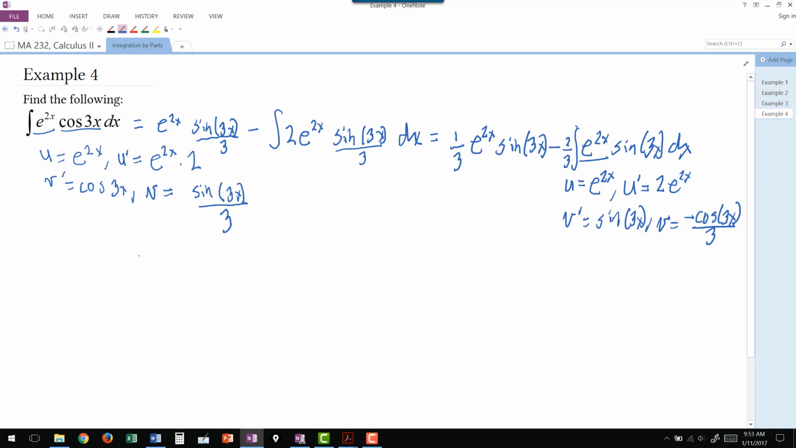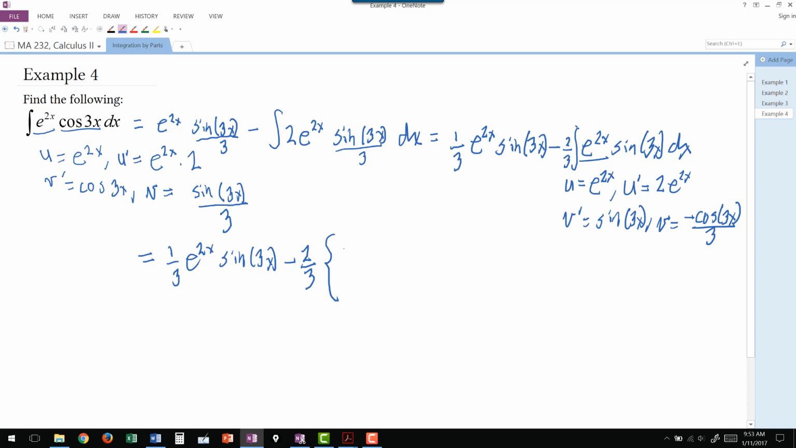So I'm going to have from before my 1/3 e to the 2x sine of 3x minus 2/3. And now instead of the integral, I have my second application of the parts formula.